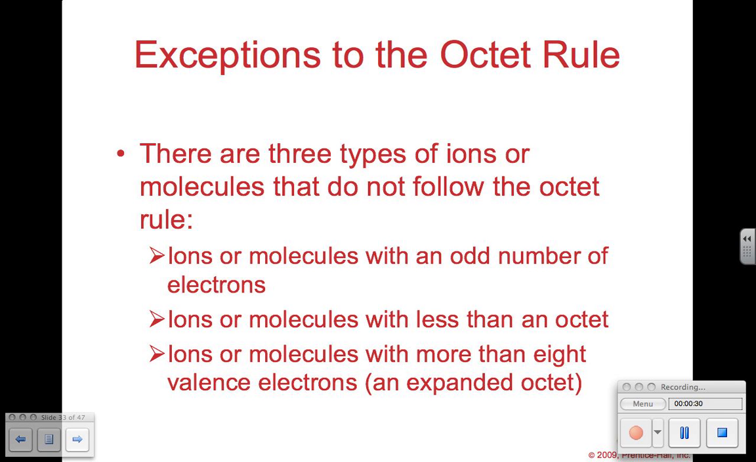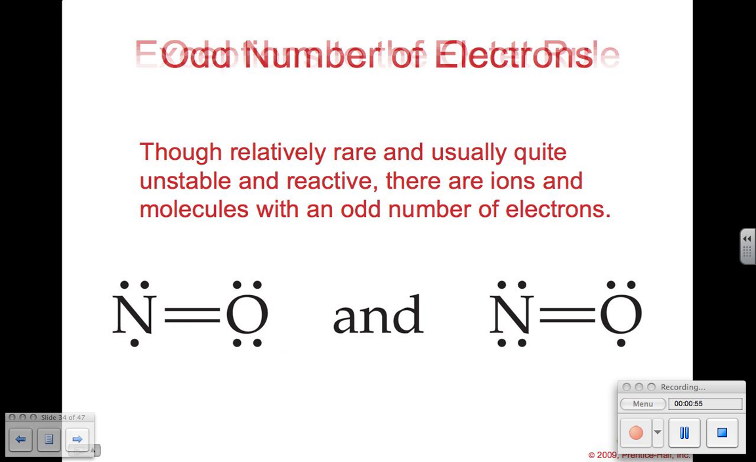One, you have ions or molecules that have an odd number of electrons. We'll take a look at those. Then you might have ions or molecules that require less than an octet to be stable or to be correct. And then the last type would be ones that go beyond 8 valence electrons, so having 10 or 12 electrons around the atom. So let's just step into that now.